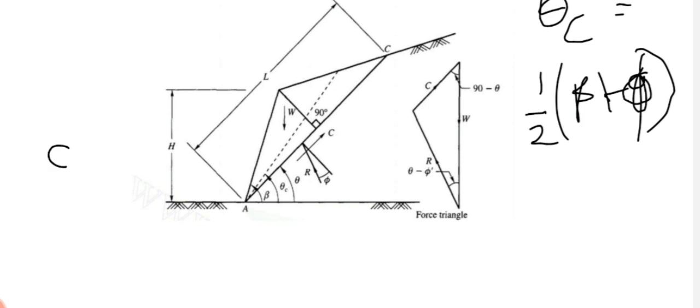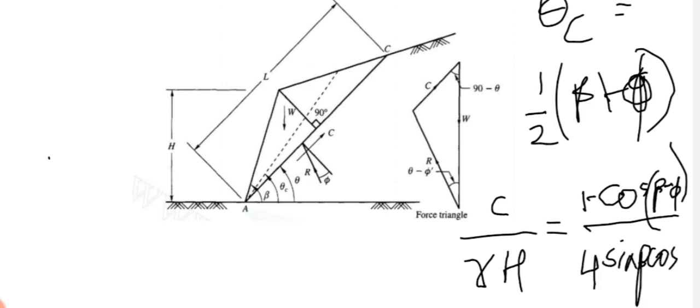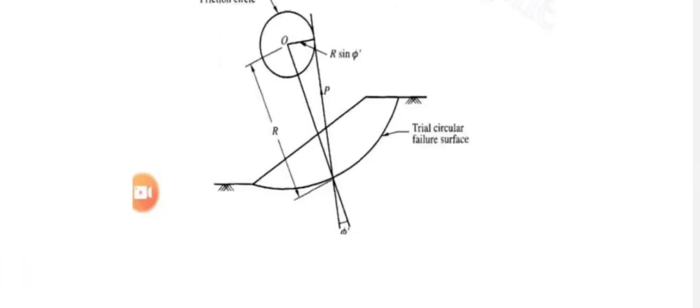Further, he obtained at critical condition C by gamma h is equal to 1 minus cos beta minus phi divided by 4 sin beta cos phi. From this we can find out the critical height of slope. Okay, so that was what he found. Now stability of slope is stability factors with respect to cohesion, which can be obtained as factor of safety with respect to cohesion as per Coulomb. He has considered the landslide to occur along a plane.